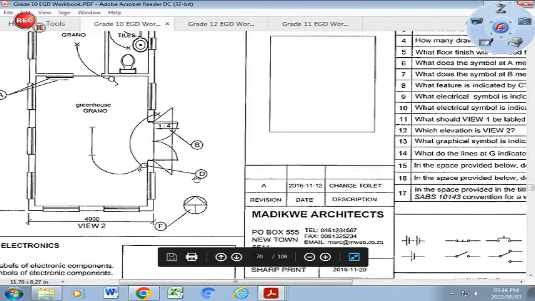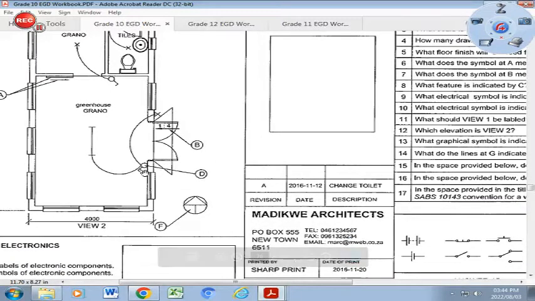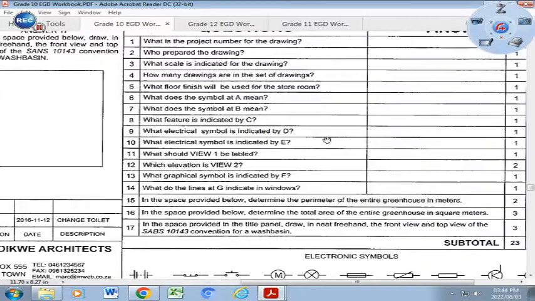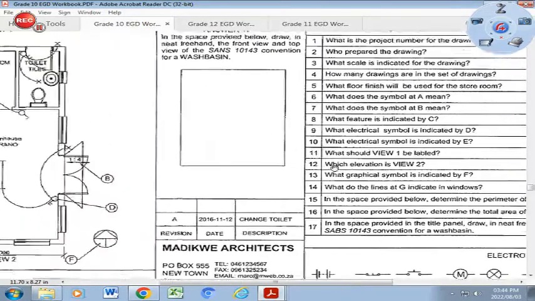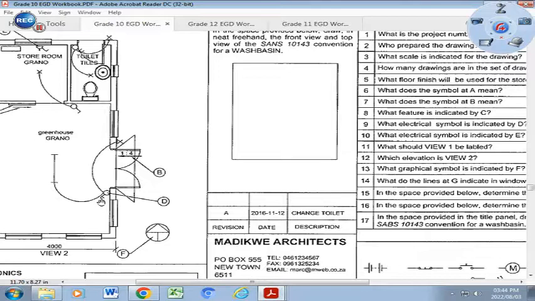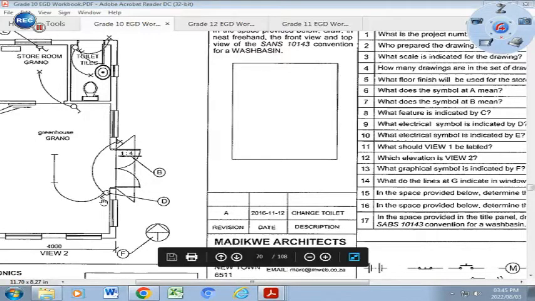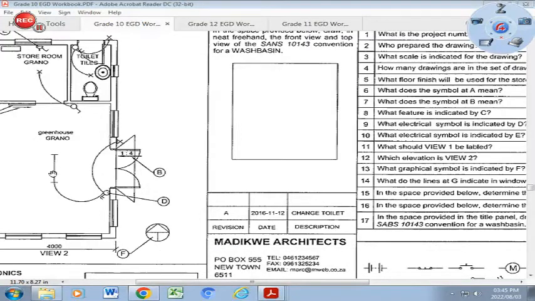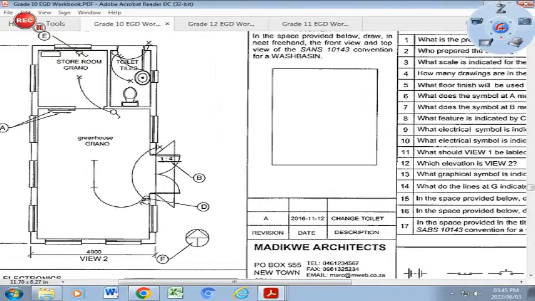Number 9, what electrical symbol is indicated by D? So if you look at D over here, that symbol is a double pole, one way. A double pole switch. So that goes one way. It's a double pole switch which you are going to fill in at number 9. You will see that the double pole has 2 little ticks here, which will indicate that the one is the switch for the fluorescent light, which is that over there. The other switch is the on switch for the wall mounted light, which you see on the outside.